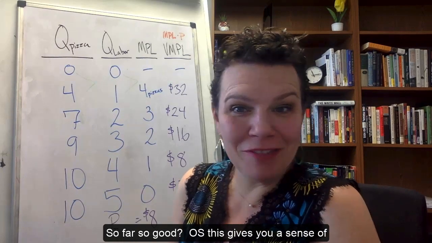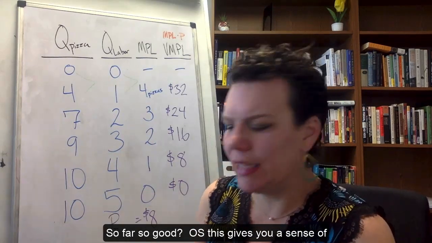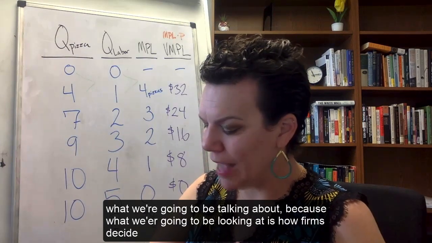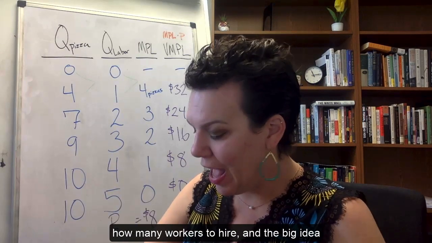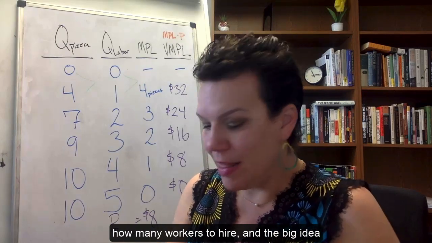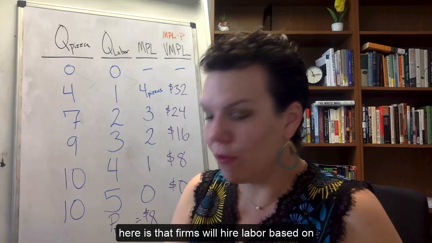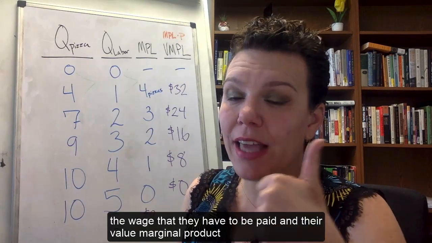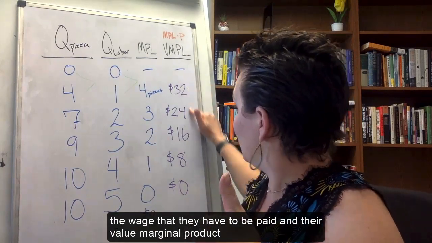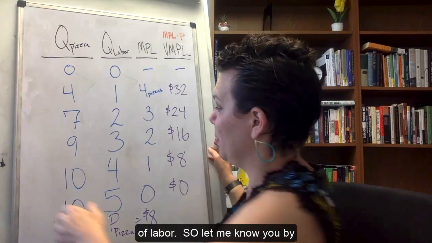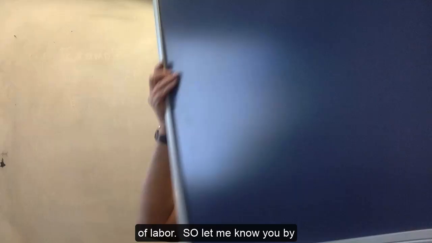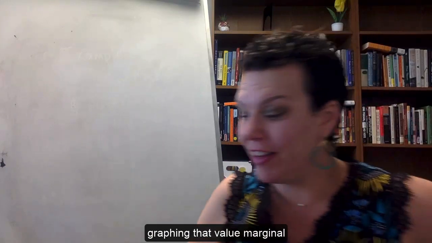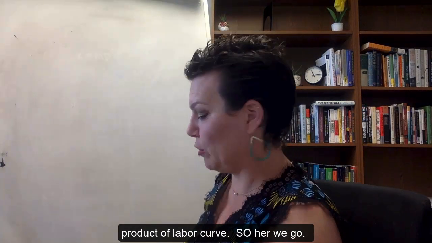So far, so good? This gives you a sense of what we're going to be talking about, because we're going to be looking at how firms decide how many workers to hire. The big idea here is that firms will hire labor based on the wage that they have to pay and their value marginal product of labor. So let me show you by graphing that value marginal product of labor curve.